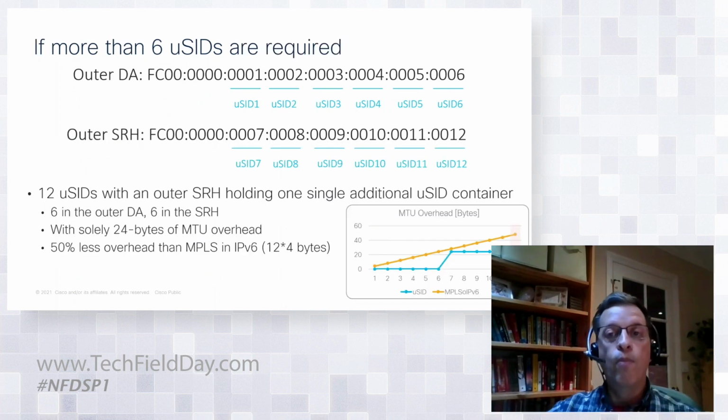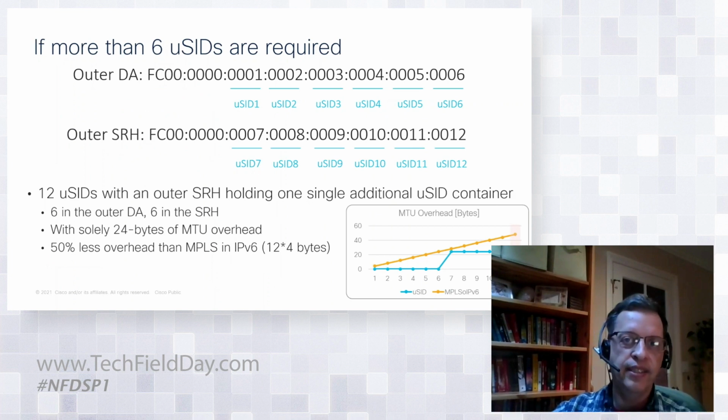But what happens if I need to have more waypoints, and I would like to have, let's say, 10, 11, 12 micro SIDs? In that case, what we do, as I mentioned before, the outer destination address will carry the first 6 micro SIDs expressed with the prefix of the container, followed by all the micro SIDs. And then in the SRH, in the outer IPv6 header, I could have another carrier, another container. In this case, the second container inside of the SRH will include the subsequent 6 micro SIDs.